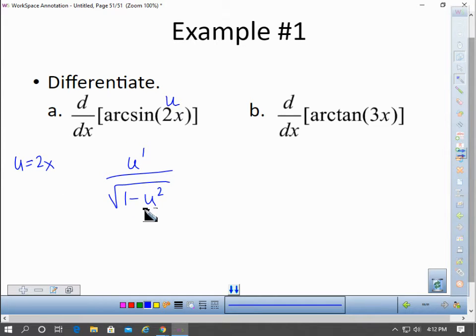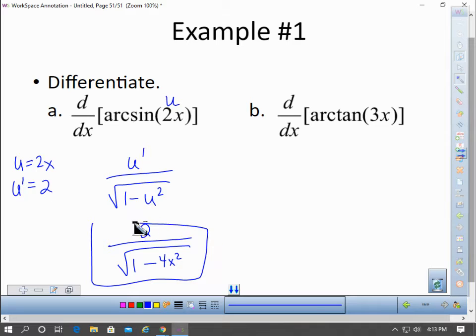So I know what u is. U is 2x. So that's going to be 1 minus 2x squared, which will be 4x squared. And then I just need u prime. So u prime is the derivative, so that's just going to be 2. So the answer is 2 divided by the square root of 1 minus 4x squared. And that's your answer. So this is the derivative for arc sine of 2x. It's that simple. Okay, just put it in this formula is all it is.